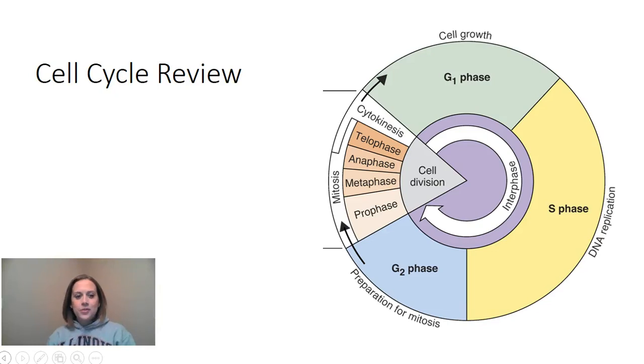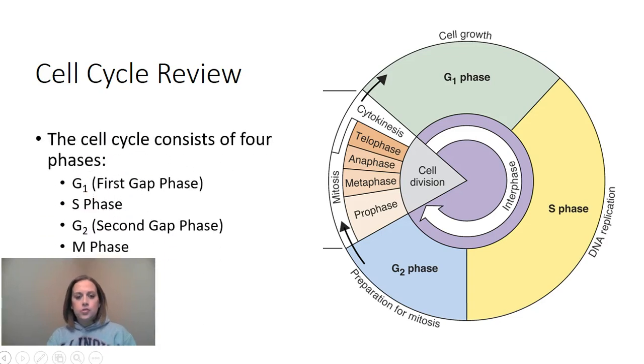Hey guys, we are going to be talking about the cell cycle today and how the cell cycle is controlled. So the cell cycle consists of four different phases. You can see them here in this diagram. In general, the first three phases are considered interphase, and this is when the cell is essentially just growing, replicating its DNA, and getting ready for division.